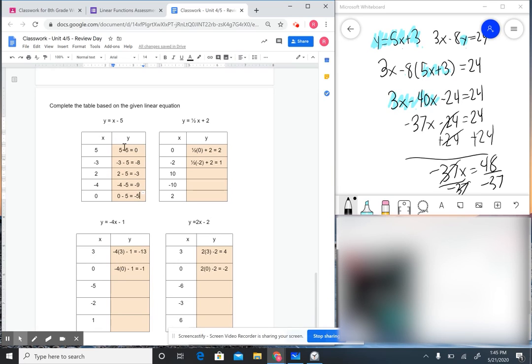But usually we just put the output here. We don't show our work here. I'm just showing you where I get these numbers from. So if you plug in 5, you get 0. You plug in negative 3, you get negative 8. You plug in 2, you get negative 3. Plug in negative 4, you get negative 9. Plug in 0, you get negative 5, right? Okay. Any questions about this table? How I got the answer for that table?